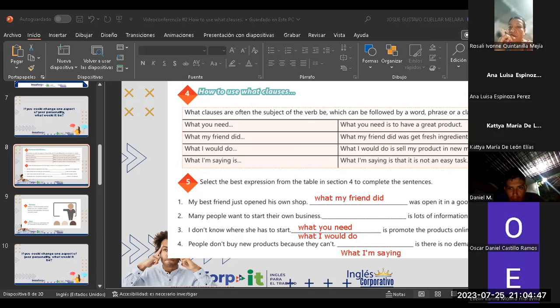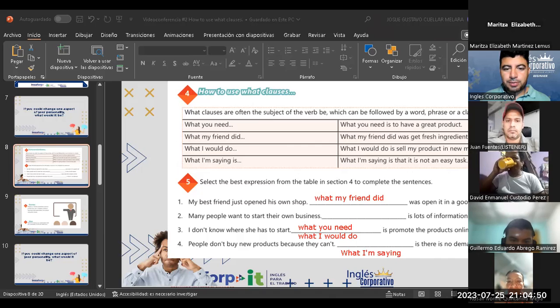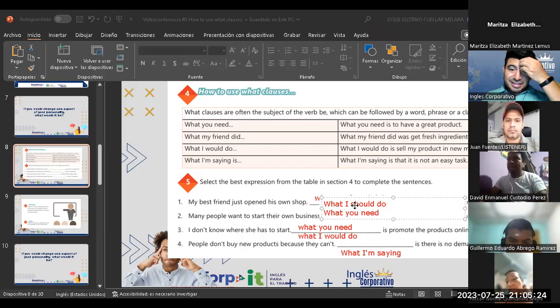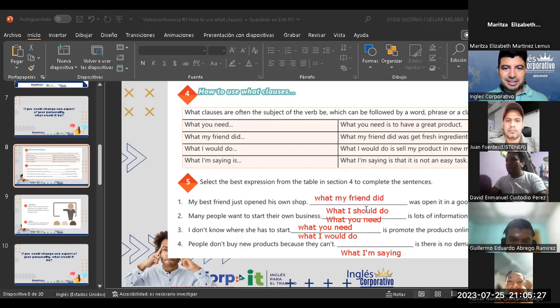Maybe we can have the participation of Katia. Está por ahí. La tímida. Yes. Many people want to start their own business. What I should do is a lot of information. Okay. What I should do, y también se podría what you need. Yes. Yeah, if you notice, it is not out of sense, no está como fuera de sentido, but yeah, here we have it.